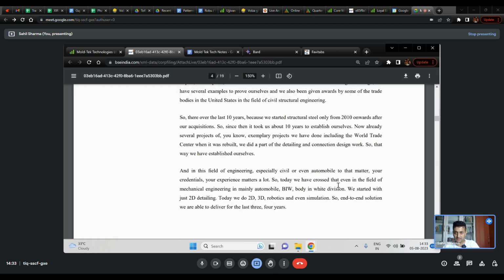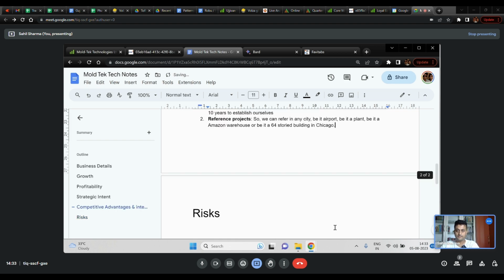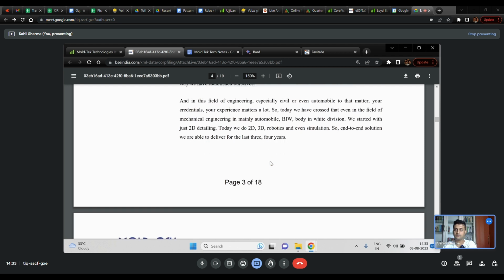And then you can see that the new World Trade Center that was rebuilt, even in that they have done a bunch of detailing and connection work, right? These are also reference projects. What they're saying is that referenceability matters a lot here, experience matters a lot, and today they have crossed that threshold in the field of mechanical engineering, mainly automotive, BIW, body in white division, right?